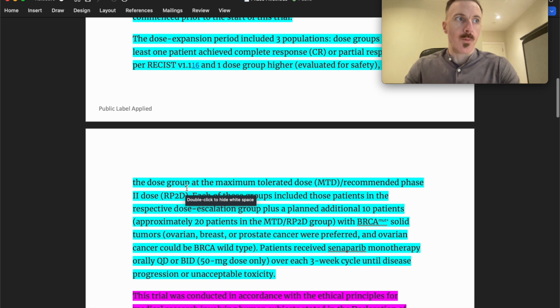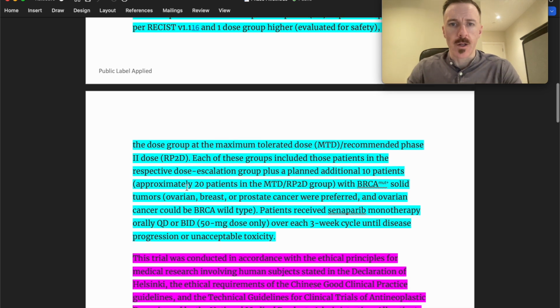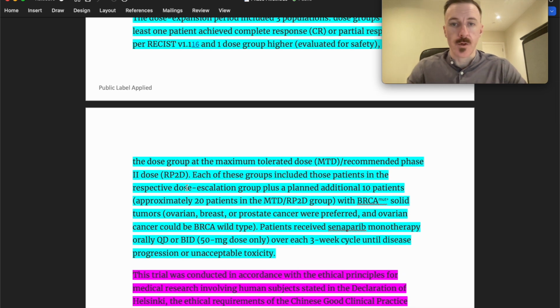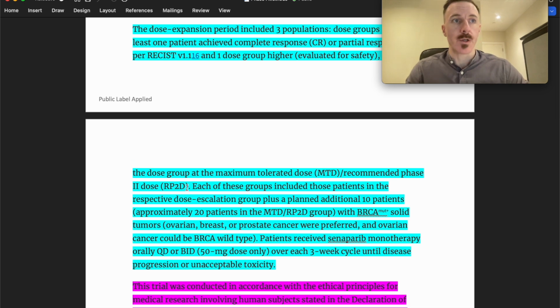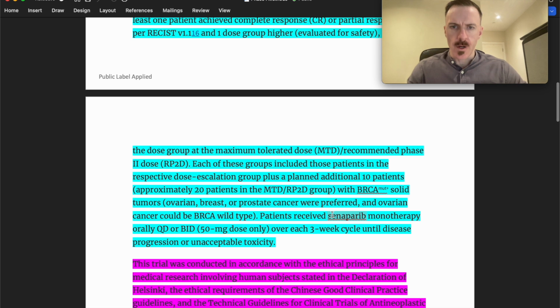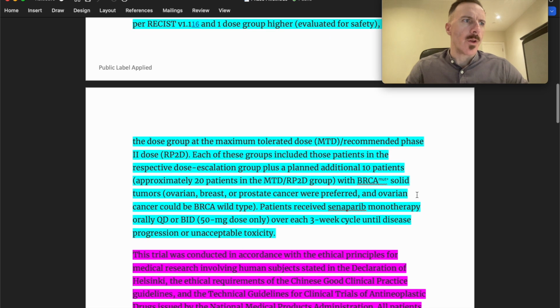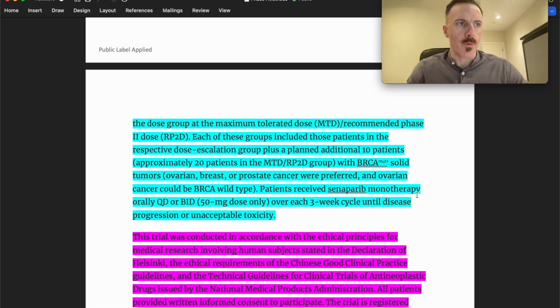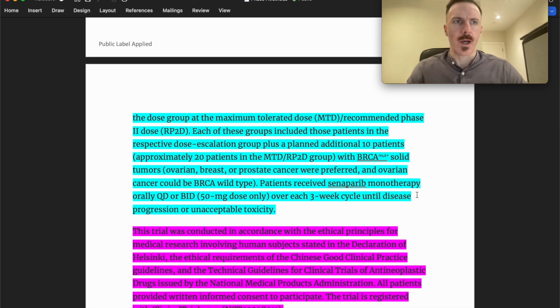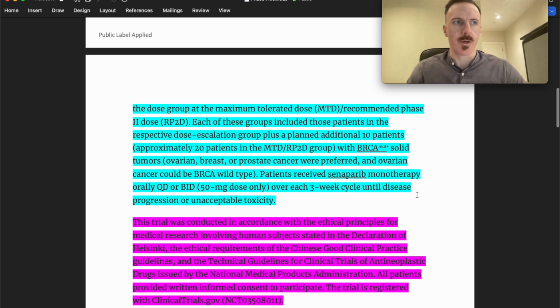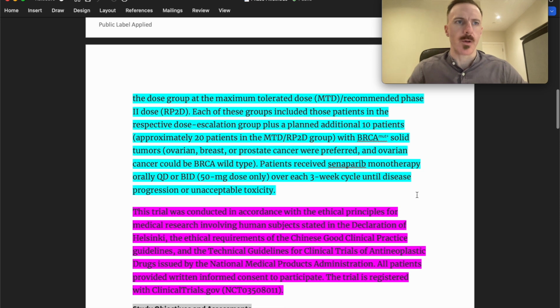So each group included patients from the dose escalation phase, as one would expect, and an additional planned 10 patients, resulting in approximately 20 patients in the maximum tolerated dose or recommended phase 2 dose group. Enrollment focused on patients with this BRCA positive mutation, solid tumors, and patients receive sinaparib monotherapy orally, once daily or twice daily in 3-week cycles until disease progression or unacceptable toxicity.